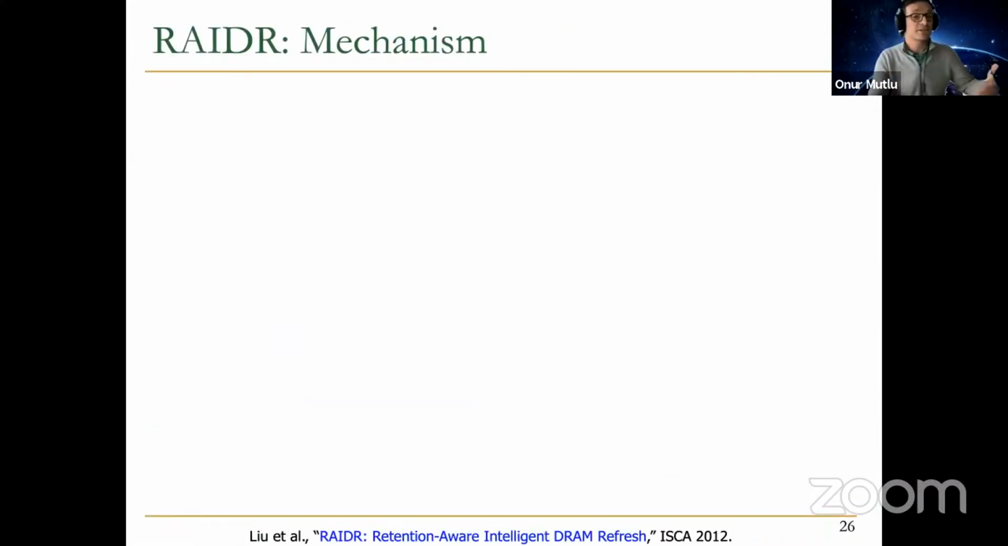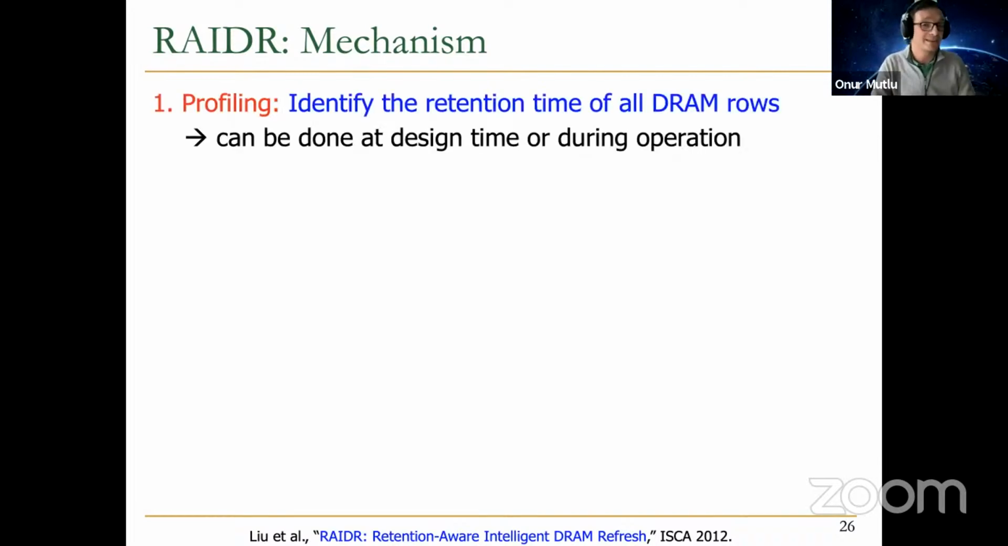The mechanism consists of 3 steps, and it's all based on the assumption that we have this profile. So first, you need to profile and get that profile. Identify the retention time of all DRAM rows. This can be done at different times, design time, or during operation even. You can incrementally figure out the retention time of DRAM rows and store them somewhere.